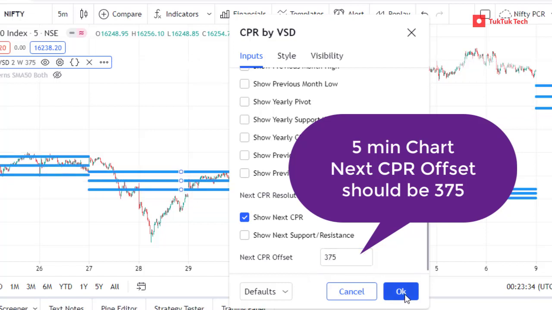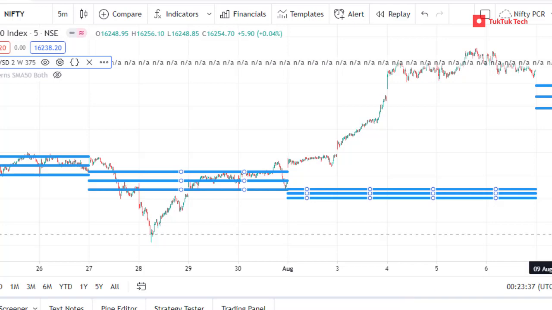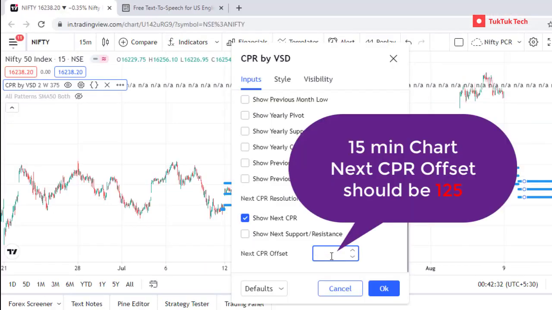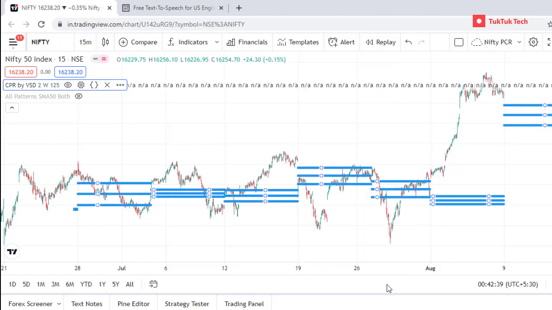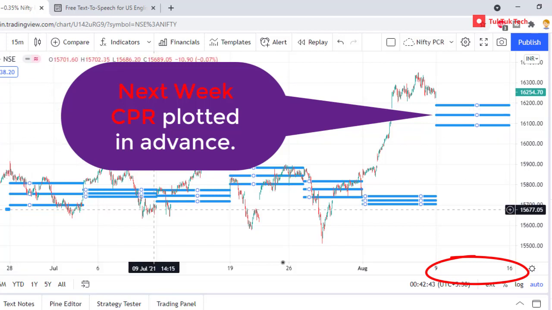If you are using 5 minutes time frame, then select 375 as next CPR offset. For 15 minutes time frame, kindly select next CPR offset as 125. This adjustment will correctly plot next week's CPR in your charts.